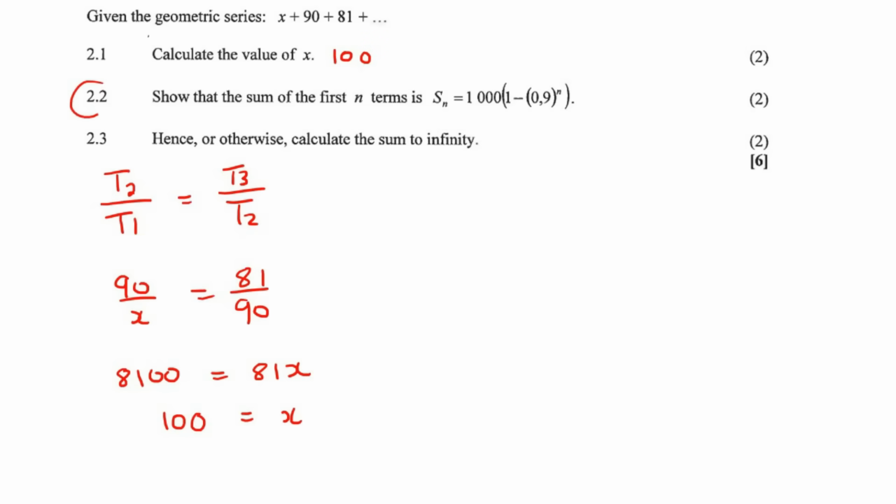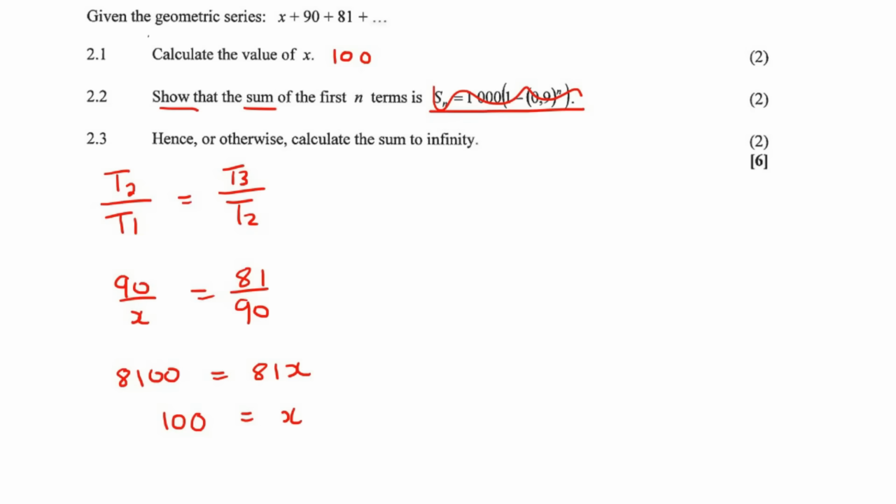Now, for question 2.2, they're saying show that the sum of the first n terms is this. Now, I know, guys, when you look at this, you're like, what is going on? But the way that I do mathematics and the way I would advise is I don't look at this in the beginning. I don't even care what that looks like. What I do is I read this.